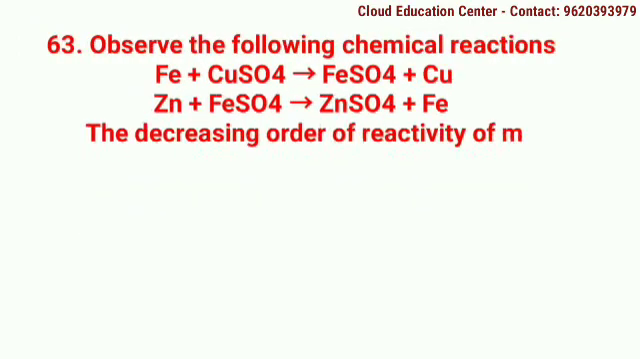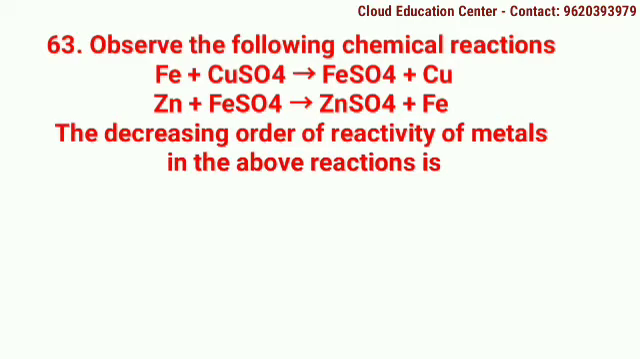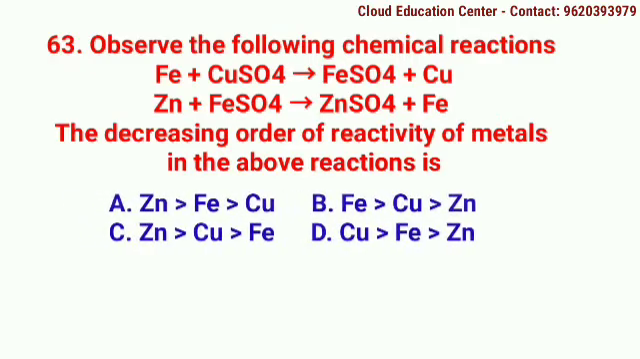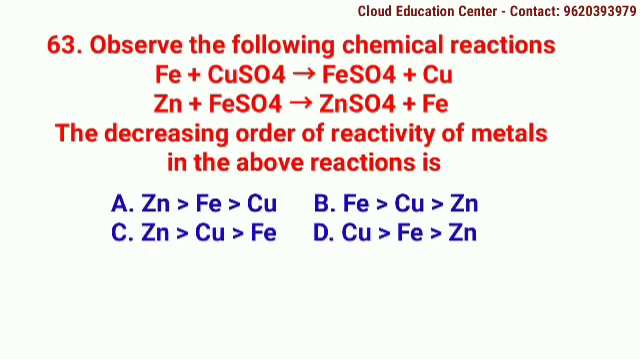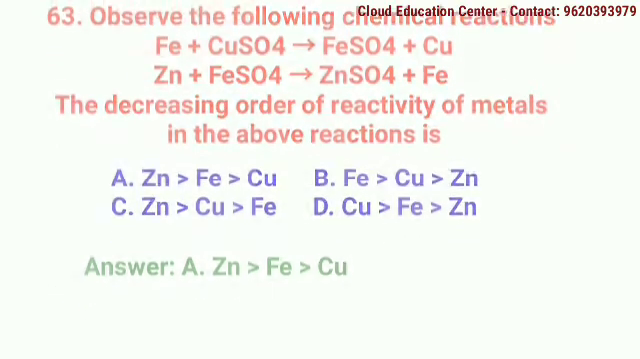The next question is, observe the following chemical reactions. They are given two reactions. They are asking us to find the decreasing order of reactivity of metals in the above reactions. There are four options on the screen. Based on that, the option A is the correct one.